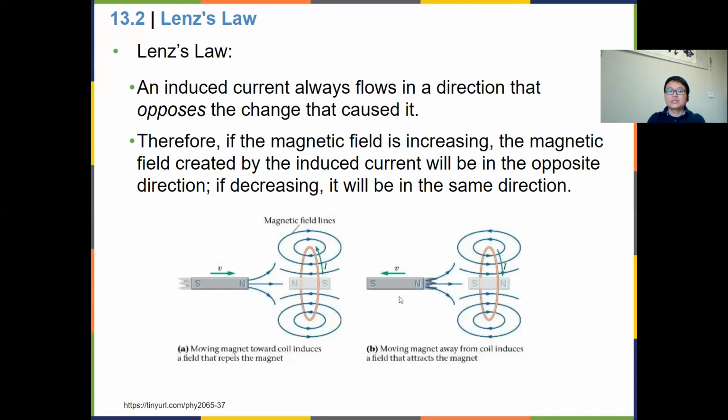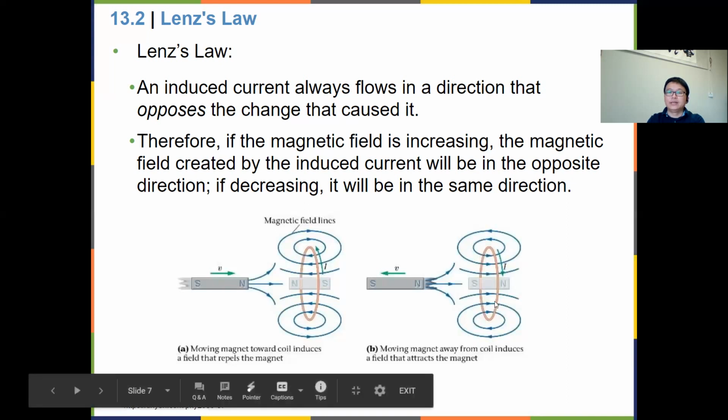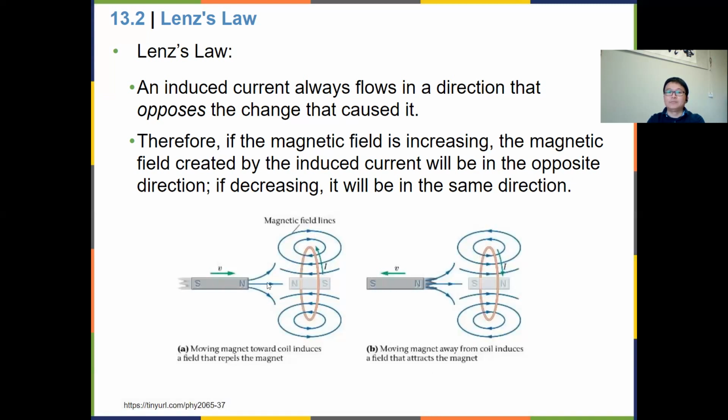That's how you can tell what the current direction in the coil will be, in either case. If you are approaching, you should expect the magnetic field to be in the opposite direction of this magnet, which means the current is going in that direction, so the B field is in that direction.